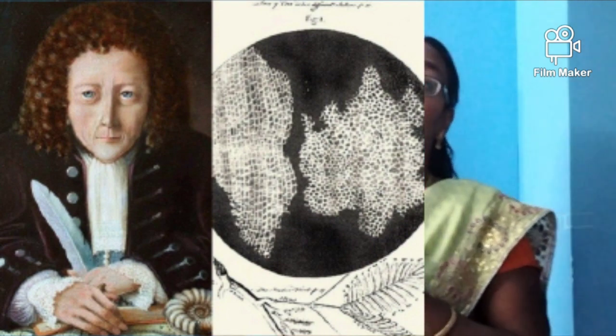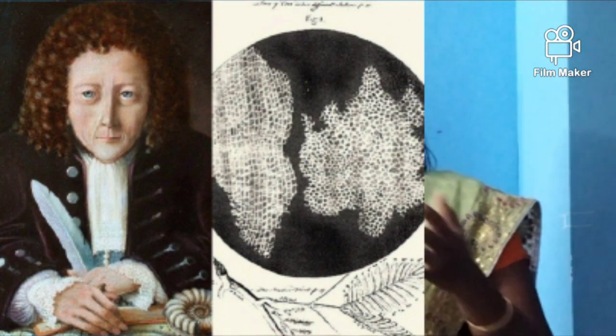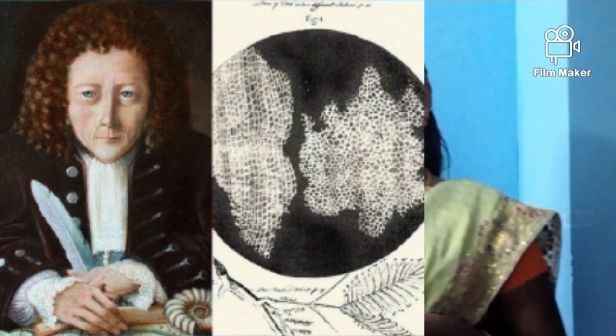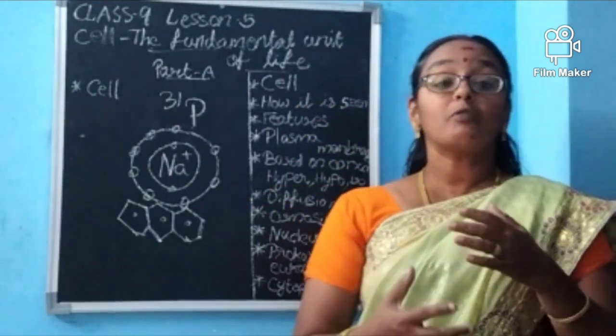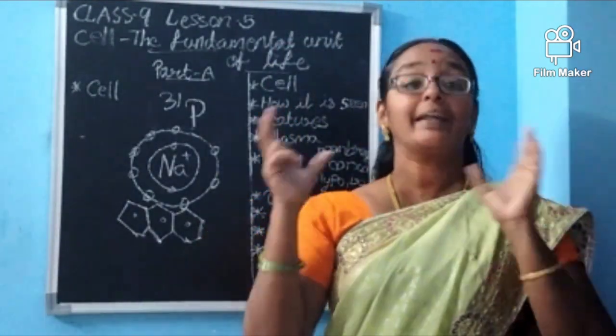This is how the cell has come to us. Like that, it is the story behind it. Okay, ma'am. Now, where parts we can see the cell. Cell can be of various types.